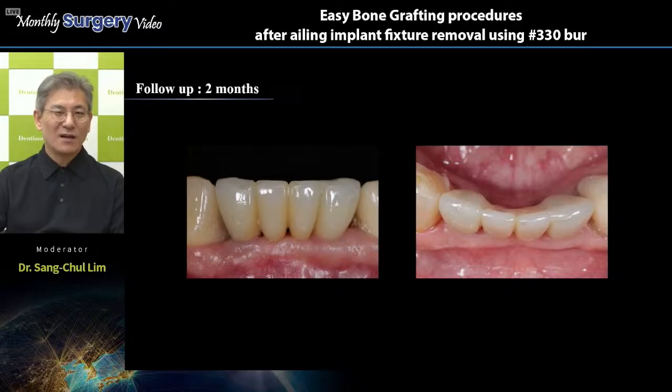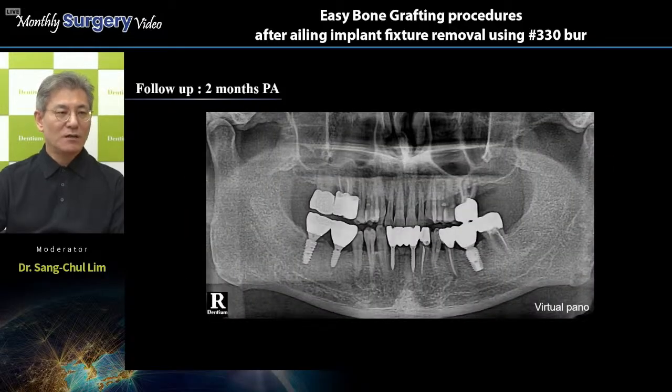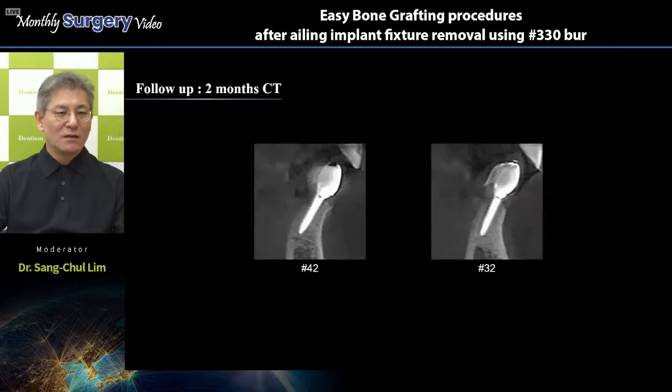However, I want to reduce this black triangle area. So as I mentioned before, we're going to use filler also. This is a one-off treatment option. Okay, the 2-month follow-up PA is very nice, well done. The cone-beam CT was the same as before.